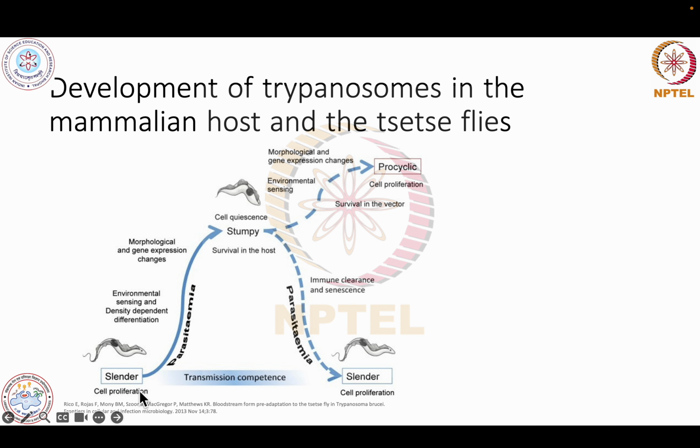Slender cell proliferation, parasitemia, environmental sensing and density-dependent differentiation, morphological and gene expression changes. Environmental sensing, survival in the vector, immune clearance and senescence, parasitemia, where again slender, transmission competence.